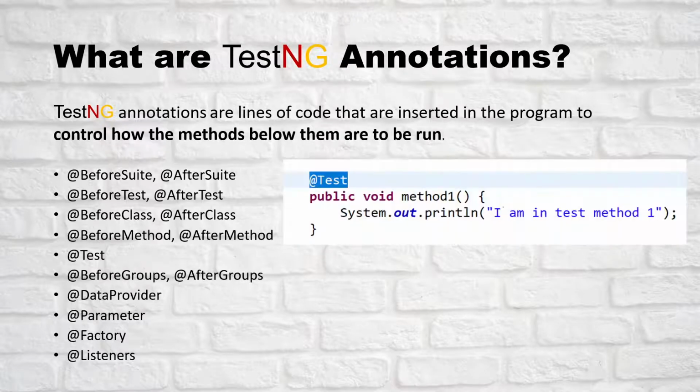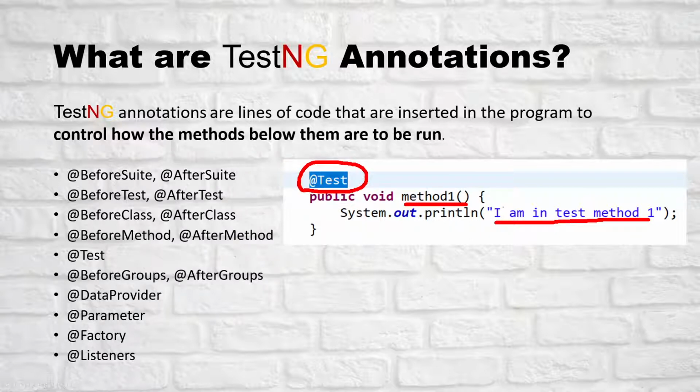All right, so this is a sample method from one of the programs that I have. You see that we have a method, and what this method is doing is simply printing this statement, I'm in test method 1. But if you see in this entire image, we have something here, at the rate test, right? And this is nothing but an annotation.